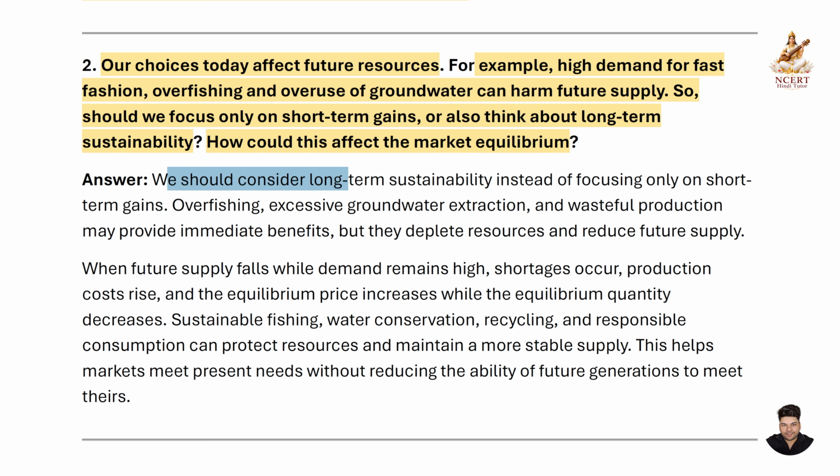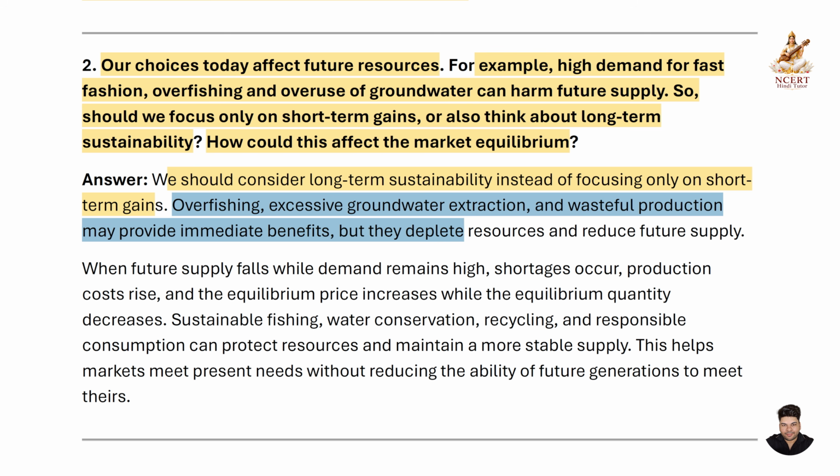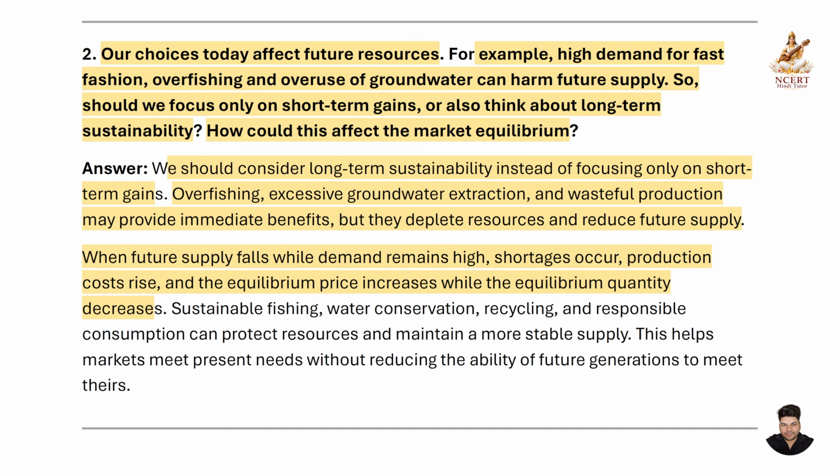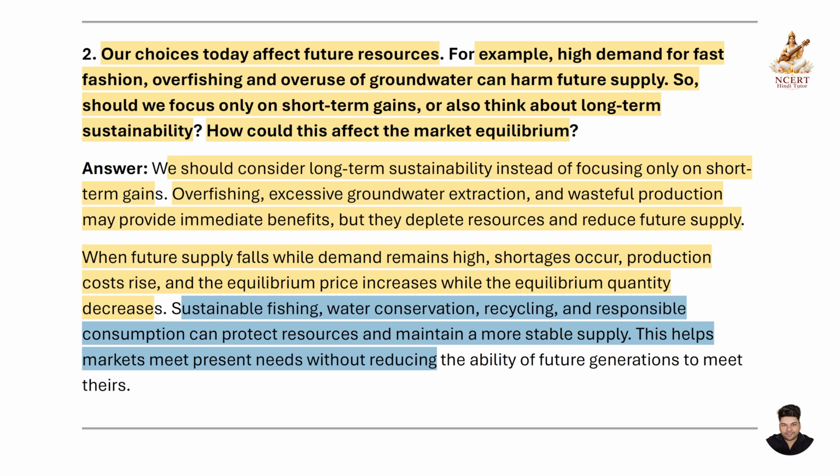Answer: we should consider long-term sustainability instead of focusing only on short-term gains. Overfishing, excessive groundwater extraction, and wasteful production may provide immediate benefits, but they deplete resources and reduce future supply. When future supply falls while demand remains high, shortages occur, production costs rise, and the equilibrium price increases while the equilibrium quantity decreases. Sustainable fishing, water conservation, recycling, and responsible consumption can protect resources and maintain a more stable supply. This helps markets meet present needs without reducing the ability of future generations to meet theirs.